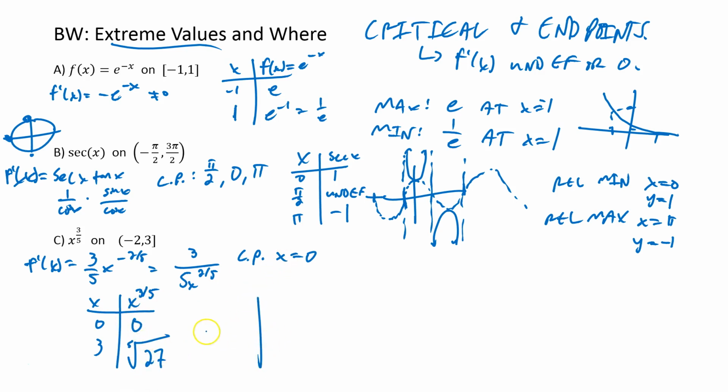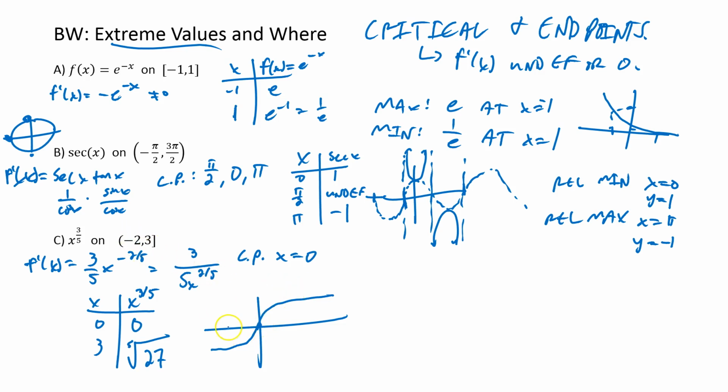If you graph this, anytime you have an odd over an odd, it's going to kind of look like the cube root function. So it's going to come up like this. Looks like it's not differentiable right there at 0, which we know because we have this guy right here. So it turns out that's not actually a max or a min.